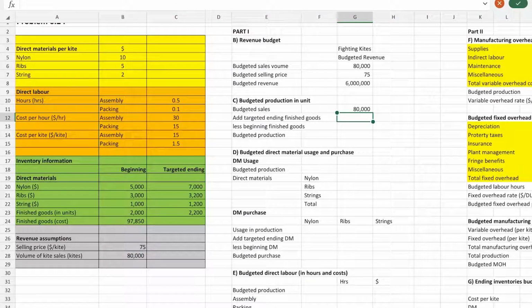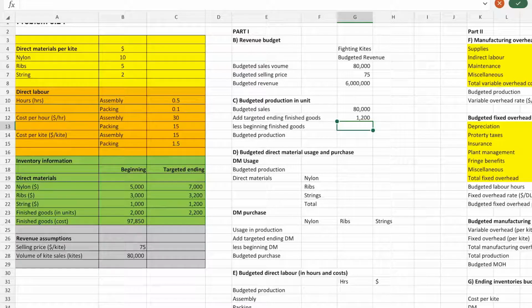And then the targeted ending finished goods, how many units you want to have at the end of the period. So have a look at the inventory information, the green box here. You see the finished goods in units, targeted ending, which is this one. So you want that one, finished goods in units, targeted. That is C22.